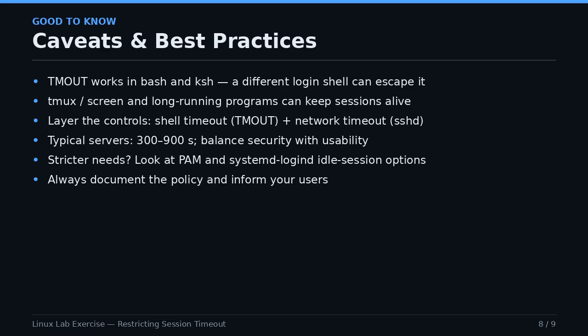A few caveats and best practices before you finish. TMOUT only works in bash and ksh. A different login shell can escape it, and terminal multiplexers like tmux or screen can keep sessions alive. That is why we layer controls, the shell timeout plus the SSH server timeout. Pick a value that balances security with usability. 300 to 900 seconds is typical for servers. For stricter environments, look at PAM and systemd login options. And always document the policy for your users.